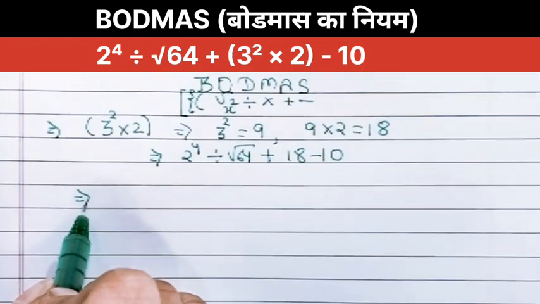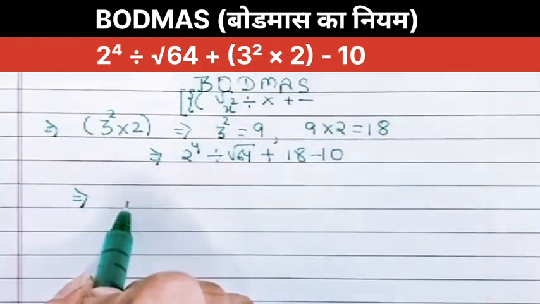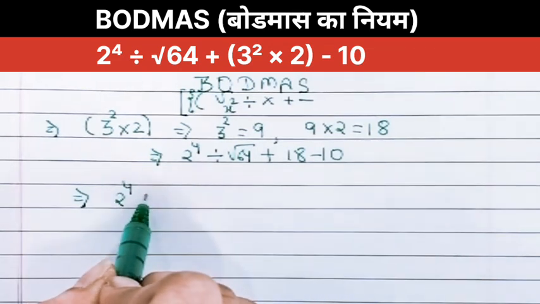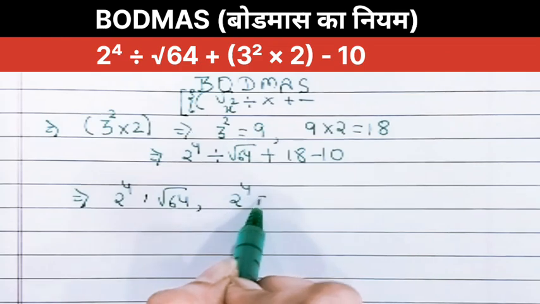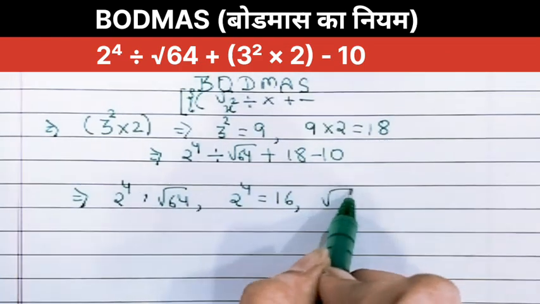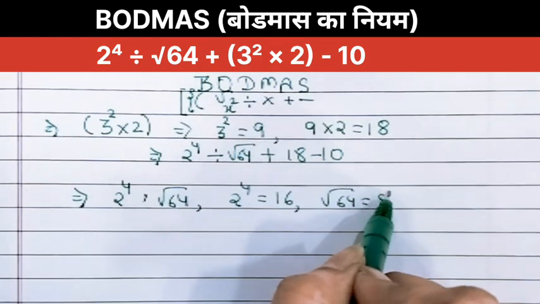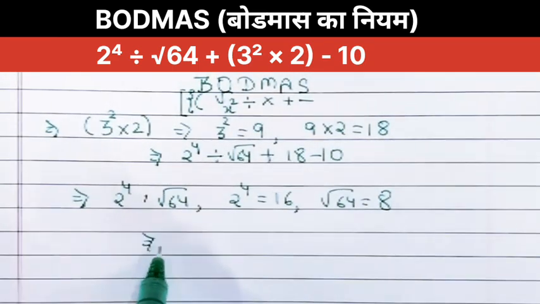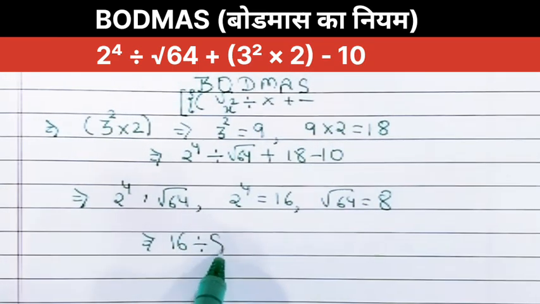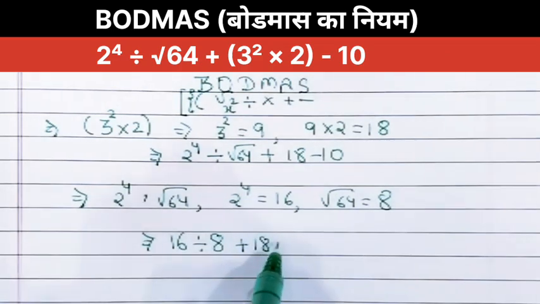Now move to the second step, clear the orders and exponents. Now simplify 2 power 4 and root 64. So 2 power 4 is equal to 16 and root 64 is equal to 8. According to this step, powers and roots come right after the brackets, and now the expression becomes 16 divided by 8 plus 18 minus 10.